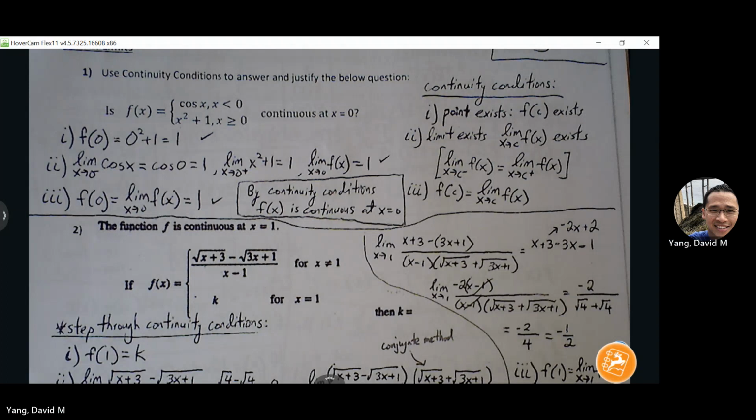A little messy, but you can still go through L'Hopital's rule. So derivative of this, and the derivative of this. Okay, reevaluate, plug 1 into the remaining x's, see what happens.